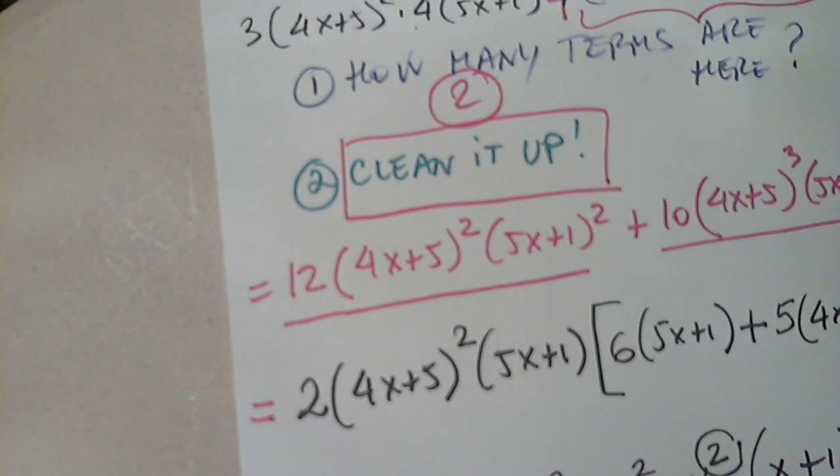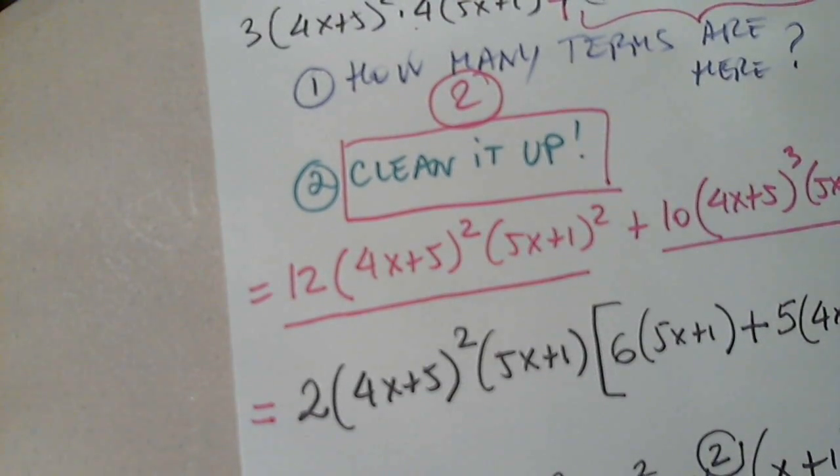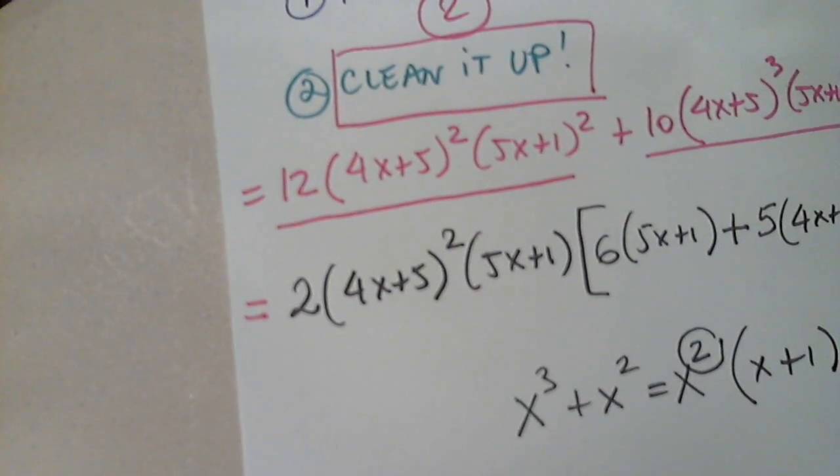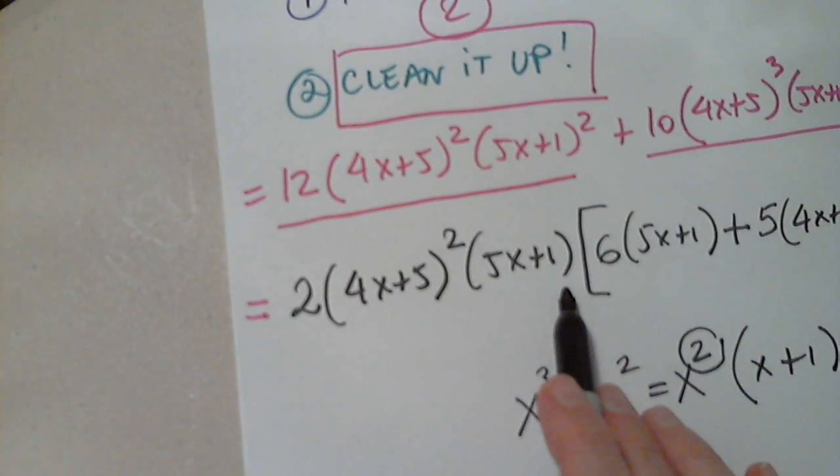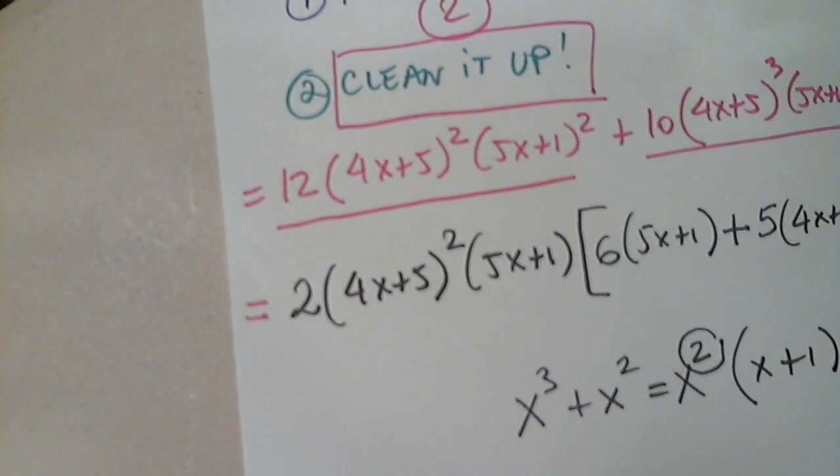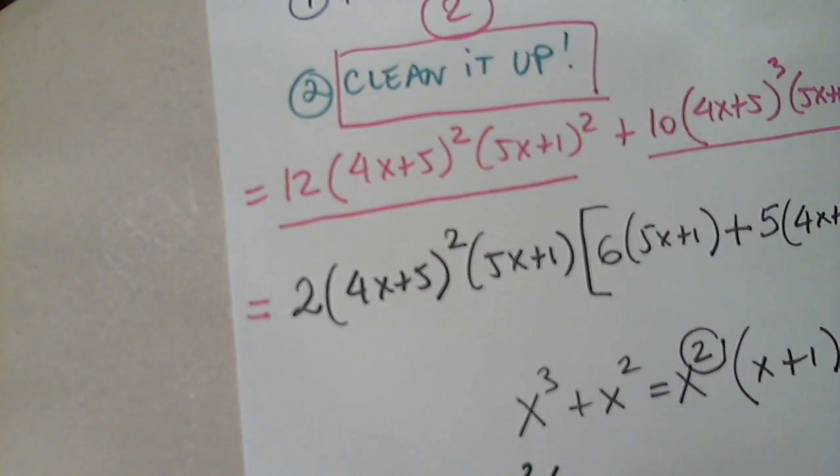We had 5x plus 1, but we removed it. Is there anything else in there? No, that's it. Okay, so we jump here over all this. These stay as you see them: 2, 4x plus 5 squared, 5x plus 1.